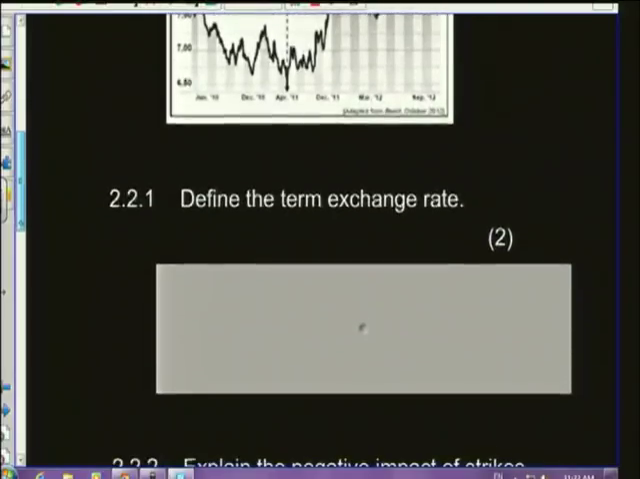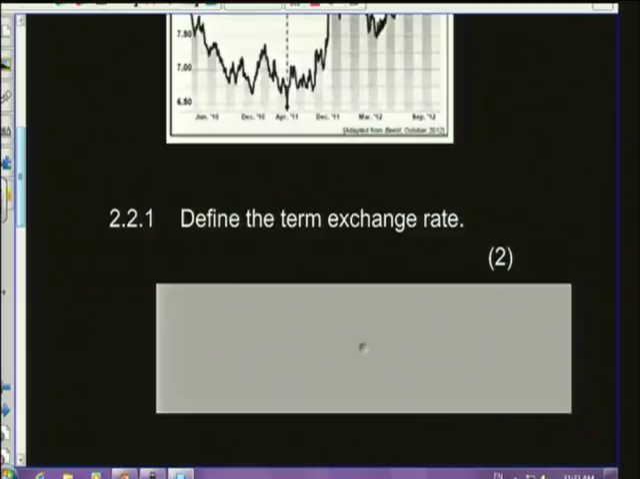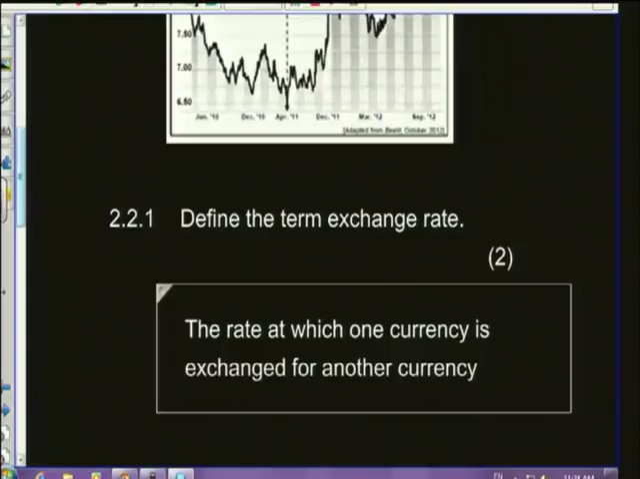The first question on this graph is actually only a definition. So again, pay attention to detail when you write your answer. Define the term exchange rate. Exchange rate is the price of one currency in terms of another. And there you see the definition.